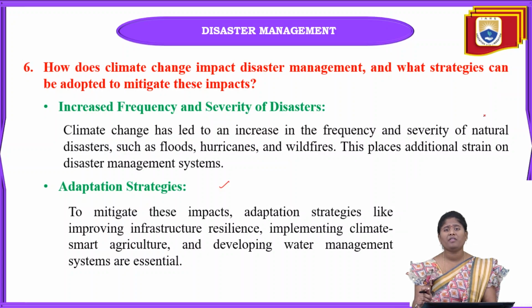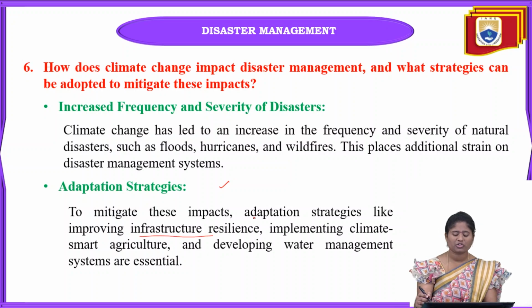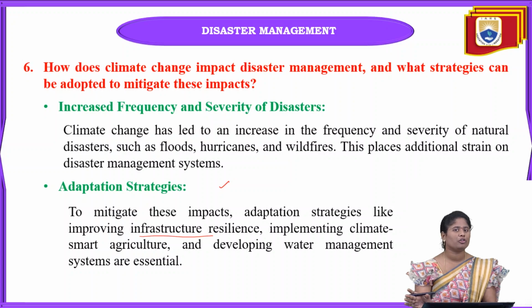To mitigate these types of impact, we can adopt strategies like improving infrastructure resilience. When we construct infrastructure using zoning laws and building codes, then at some point this infrastructure may not collapse when natural disasters occur.